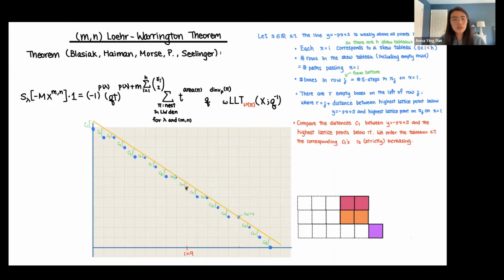If this C10 is the 8th smallest one, then you put it in the 8th tableau. So that's how you order the new pi. Am I making it clear? That is how we do the order of this new pi.